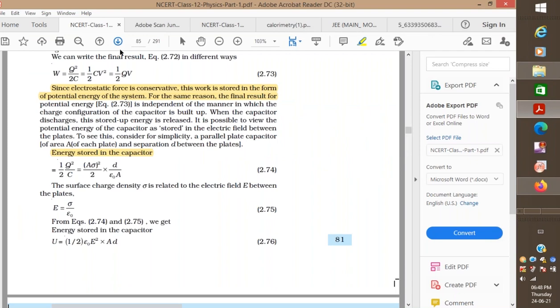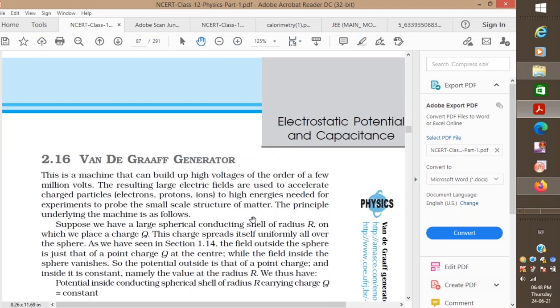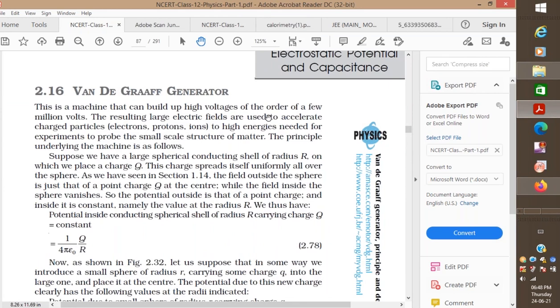This is a machine that can build up a very high voltage, of the order of a few million volts, that is, of the order of 10 to the power 6 volts. The resulting large electric field is used to accelerate charged particles like electrons, protons and ions to the high energy needed for experiments to probe the small scale structure of matter. The principle underlying the machine is as follows.